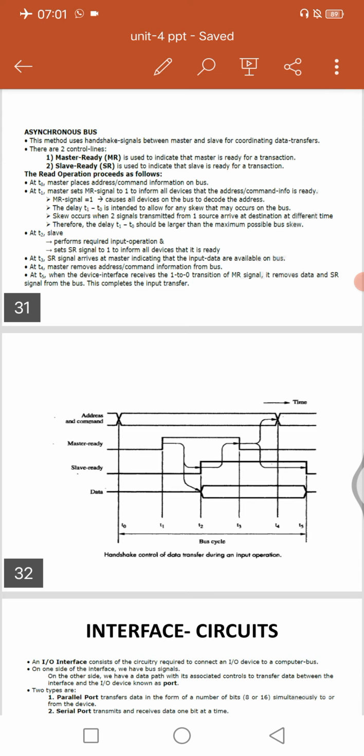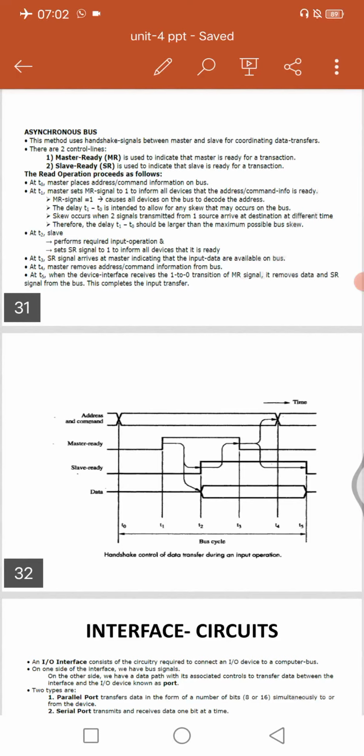At T2, the slave performs the required input operation and sets the SR signal to 1 to inform all devices that it is ready. Next, at T4, the master removes address command information from the bus. Next, at T5, when the device interface receives the 1 to 0 transition of the MR signal, it removes data and the SR signal from the bus. This completes the input transfer.